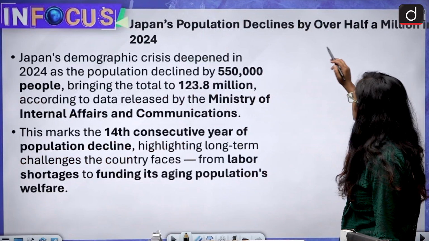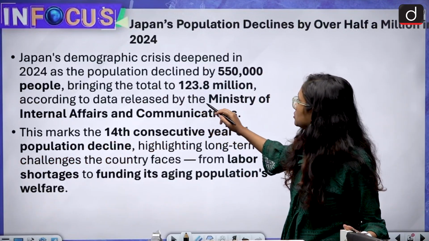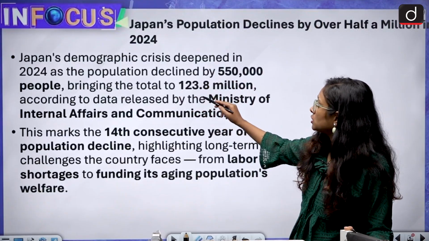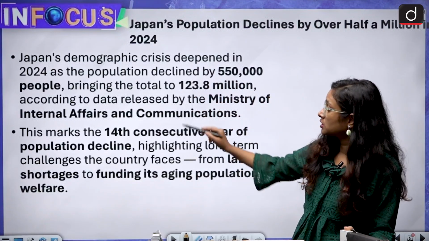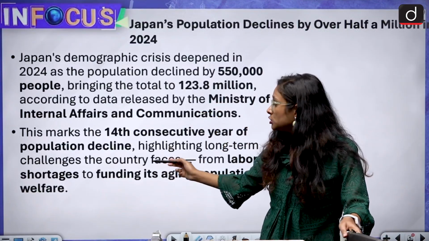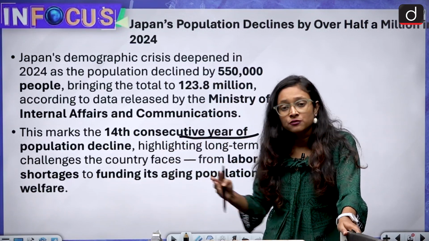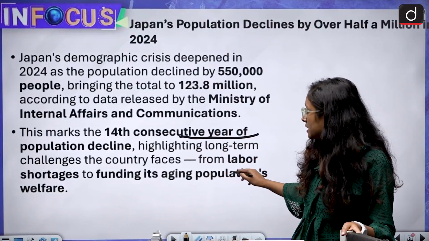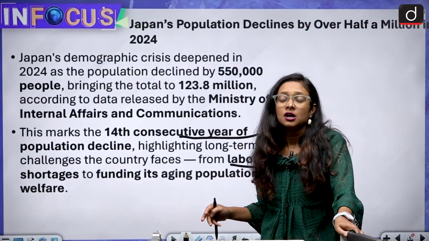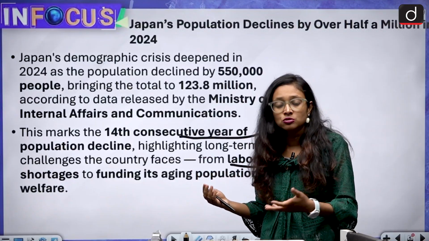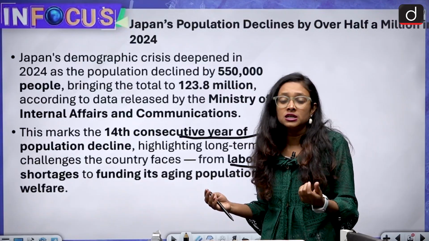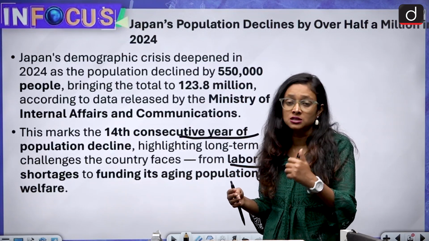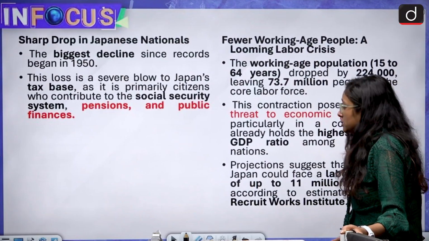So this is about Japan's population declining by over 500,000 in 2024. Here we can see that Japan's demographic crisis deepened in 2024 as the population declined by 550,000 people, bringing the total to 123.8 million, according to data released by the Ministry of Internal Affairs and Communications. And this marks the 14th consecutive year of population decline. So for the last 14 years, we can see a constant population decline in Japan, and this highlights the challenges a country faces, like labor shortages and funding its aging population's welfare, because new children are not coming into the world while aging population numbers are increasing. Then who will work for them, and who will pay for the social security scheme running in Japan for senior citizens?